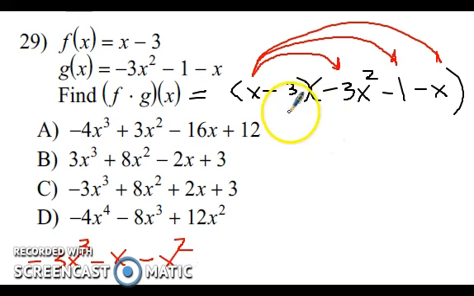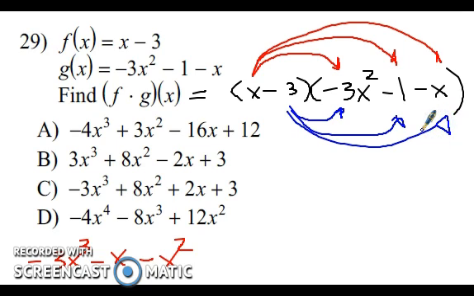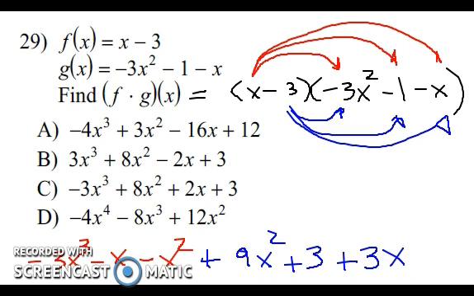Now we have to multiply over the minus 3 into each. And that gives us a minus 3 times 3x minus 3x squared is a plus 9x squared. Minus 3 times minus 1 is a plus 3. Minus 3 times minus x is a plus 3x. I have to combine my like terms here. And looks like I am going to end up with this for my final answer part.